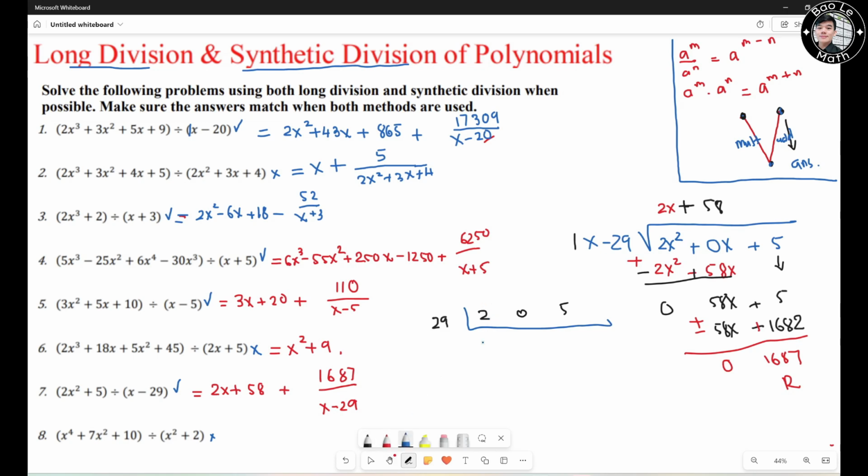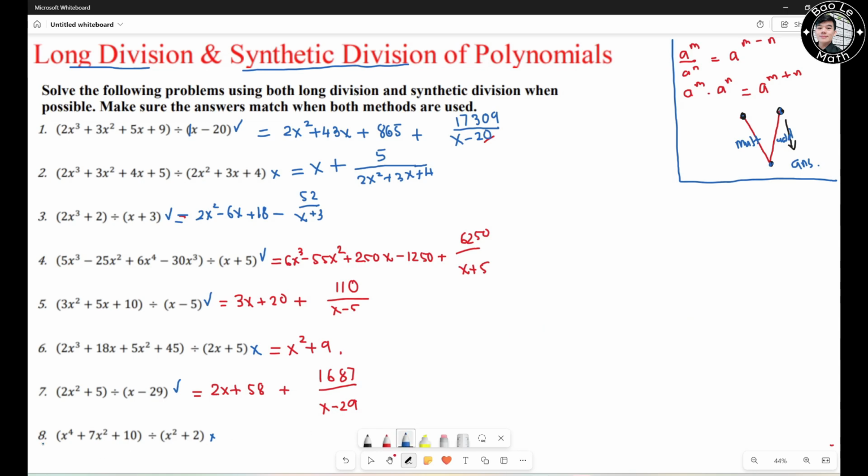Now, bring the first terms down. It could be 2. Now, 29 times 2, it could be 58. Plus 0, it could be 58. 29 times 58, it could be 1682. Plus 5, it could be 1687. Alright, this is power 2. This is power 1, and this constant. Reduce one power. This guy must be power 1. This guy should be constant. And this one should be remainder. Alright, so if we rewrite this one, the answer must be this.